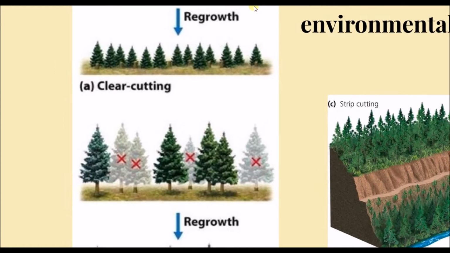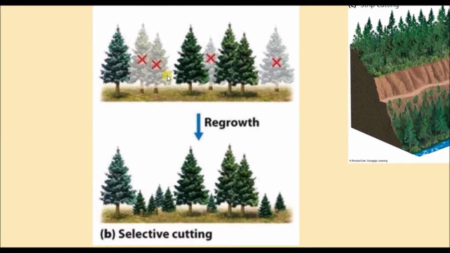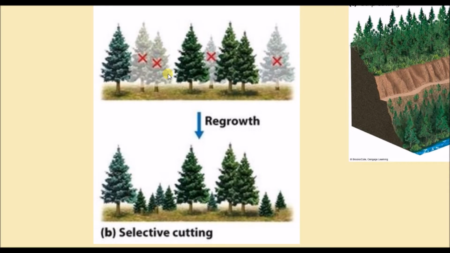Now the second thing on our list here, second type of logging, is called selective cutting. This is where logging companies will go through and mark certain trees for destruction or logging, where they're going to pick and choose trees.